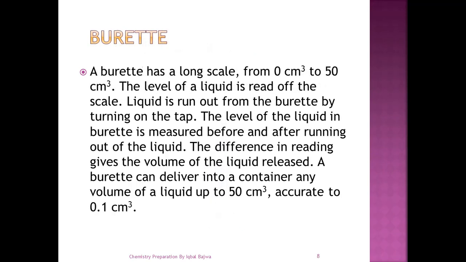Then the burette. A burette has a long scale from 0 centimeter cube to 50 centimeter cube. The level of a liquid is read off the scale. The liquid is run out from the burette by turning on the tap. The level of the liquid in the burette is measured before and after running out the liquid. The difference in reading gives the volume of liquid released. A burette can deliver into a container any volume of liquid up to 50 centimeter cube, accurate to 0.1 centimeter cube.